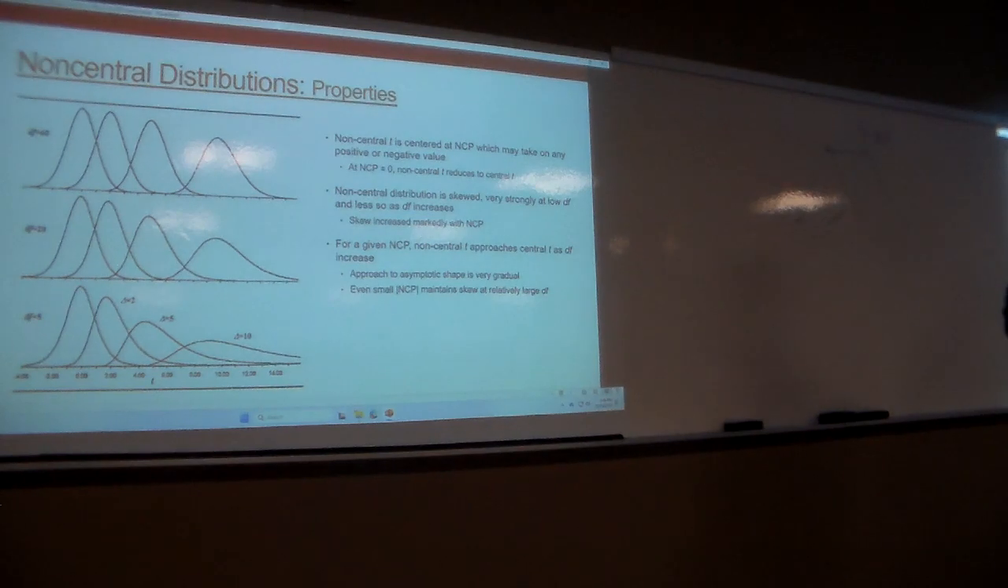For any given non-centrality parameter, my non-central t approaches my central t as my degrees of freedom increase, but this is very, very gradual. Even with a small absolute value of my non-centrality parameter, we're still maintaining a skew with relatively large degrees of freedom. So think about that t distribution, and as I drag it out, as my effect size increases, it distorts the shape, and the shape is determined by how far I pull it out and how many people I have. If I've got really massive samples and a non-centrality parameter that's not that big, my non-central t might look pretty normal, but that's going to take a while.